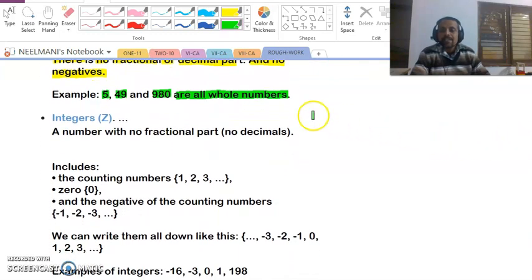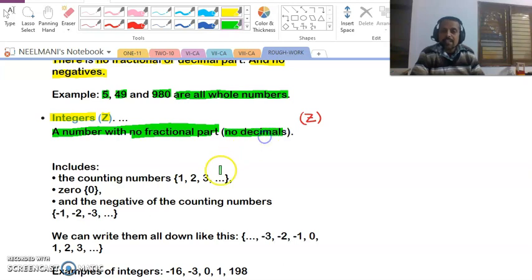Now dear students, after the whole numbers, let us move towards the next type of number that we call integers. And remember students, integers are always denoted by capital Z. So let us define the integers. A number with no fractional part, even no decimals, comes under the category of integers.